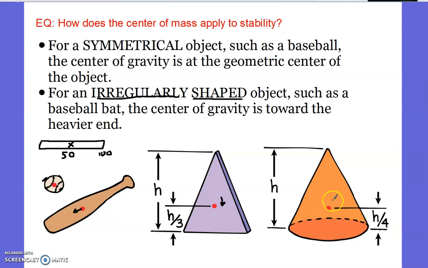Same thing with the cone. Center of gravity is not in the geometric center. We can't simply take the total height of the cone and divide by 2. Instead, that center of gravity is shifted towards the heavier end, since there's more mass at the bottom than there is at the top.